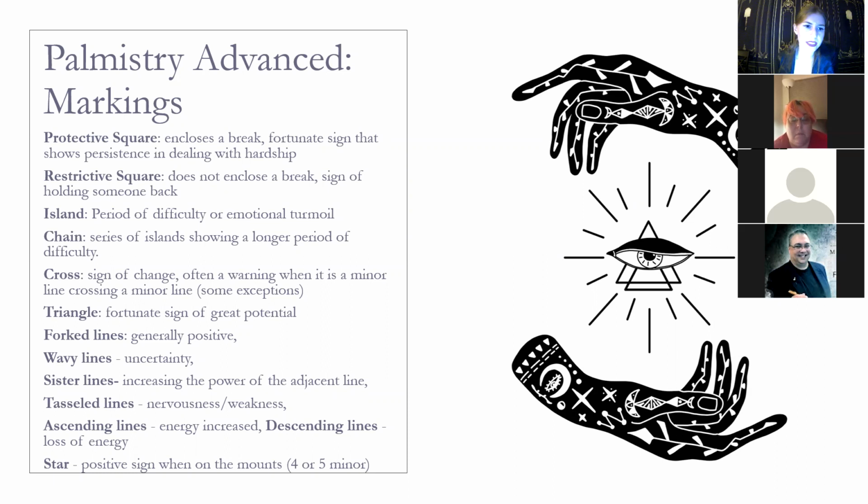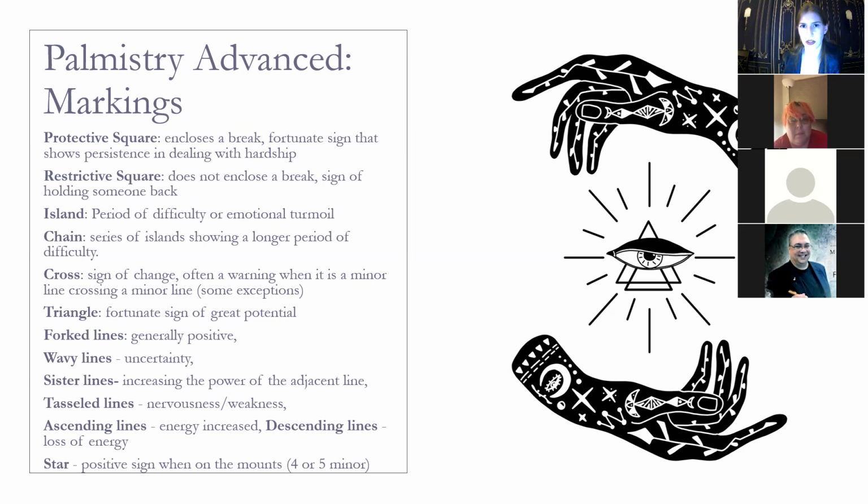There are protective squares. Those are squares on your hands that enclose a break. It's generally a fortunate sign that shows persistence in dealing with hardship. And these are literally squares. If they are protective, they are on the outside of, let's say, a breakage in one of your lines. If they're a more restrictive square, they don't enclose a break, and they are a sign of holding someone back in that specific area.